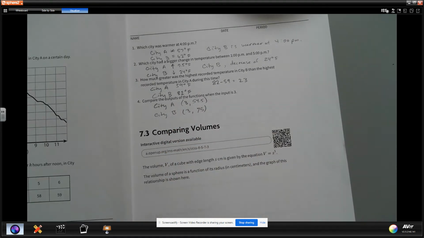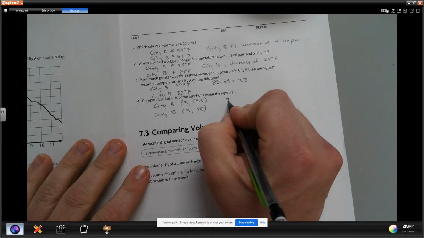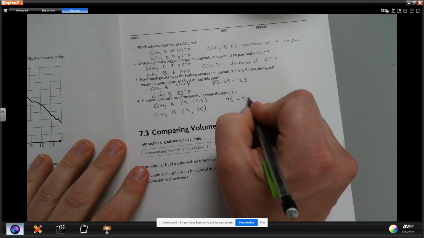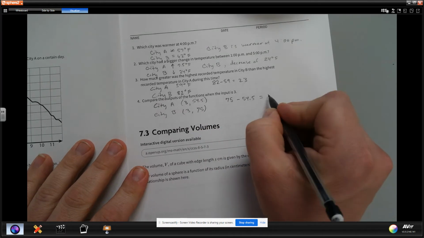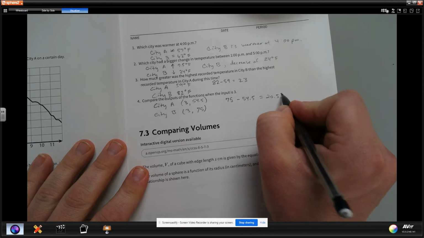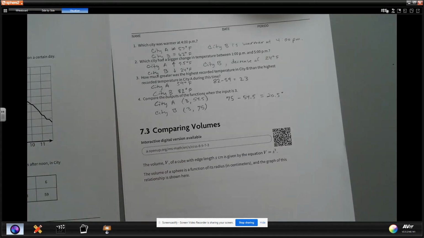And all we're doing with that is looking at the comparison. Remember, compare in math means find the difference. And so I would take 75 minus 54.5, and that's going to equal 20.5 degrees difference between the two cities at 3 hours. So basically at 3 o'clock, there's a 20.5 degree difference.